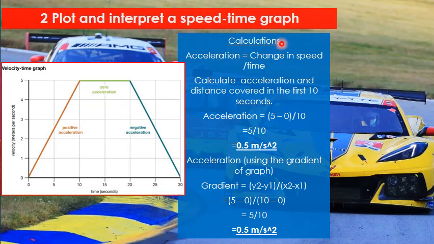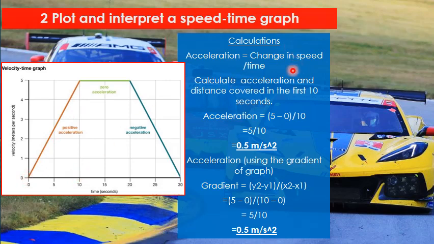Now let's look at calculations. We said acceleration is change in speed over time. We can use this formula to calculate acceleration, or we can calculate the gradient of this line. It should give us the same answer, the acceleration from 0 to 10.